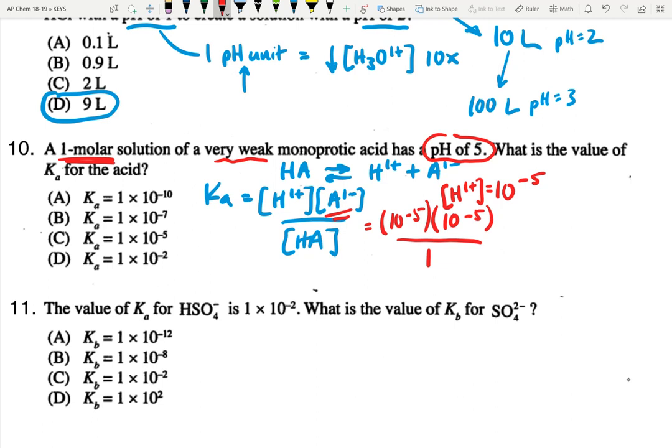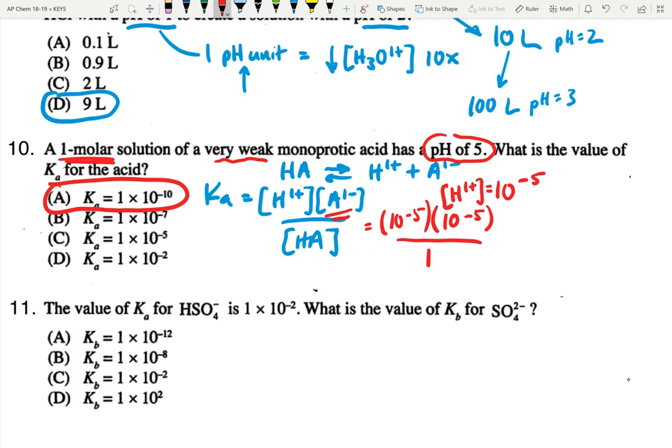So we have 10 to the negative 5 squared over 1. And 10 to the negative 5 squared, of course, is 10 to the negative 10. So our answer there is A. What do we need to take out of this? We need to think about what the expression is. We can't just jump in and see that 5 and dive in and choose choice C. That's the option a lot of folks would take.